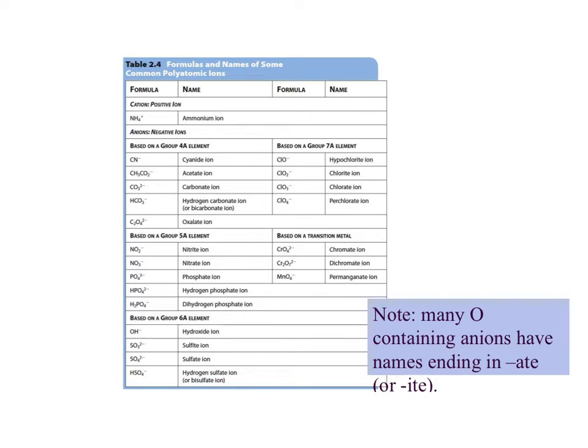And so, for instance, if we have a molecule NH4 with a +1 charge, that's referred to as the ammonium ion. CO3 with a -2 charge is referred to as the carbonate ion. NO3 with a -1 charge is the nitrate ion. NO2 with a -1 charge is the nitrite ion, and so forth. This chart represents some of the more common polyatomic ions. You will have to memorize the formulas, charges, and names of the polyatomic ions on this chart.